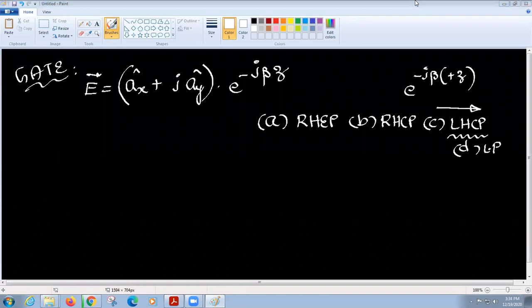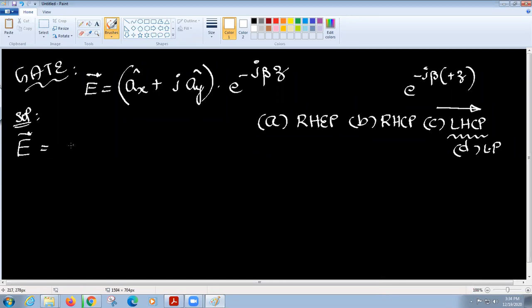I just want to know who just said. Kishore Yadav, very good. Kishore Yadav is right, left-handed circular polarization. Why? Because there is a phase shift, j can be represented as 90 degrees, e power j pi by 2. So this one, I just go for its solution.